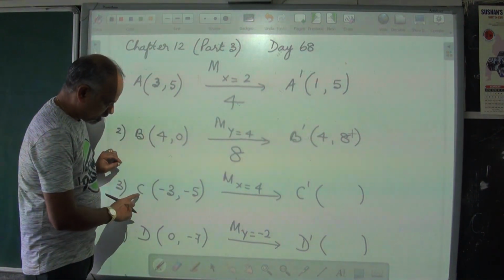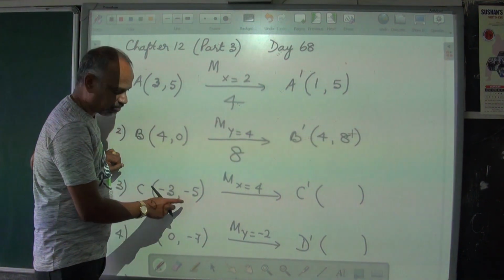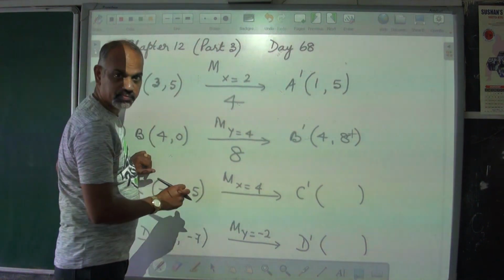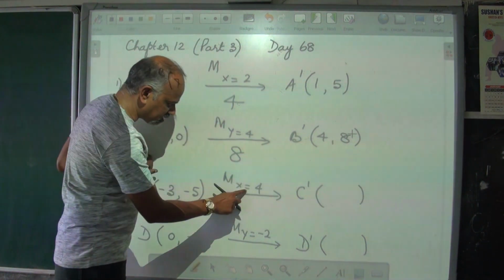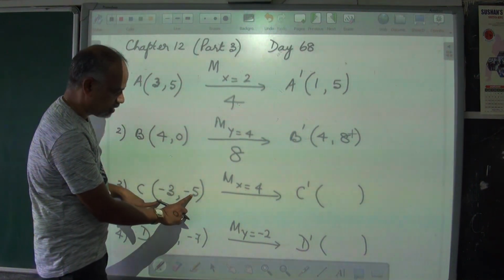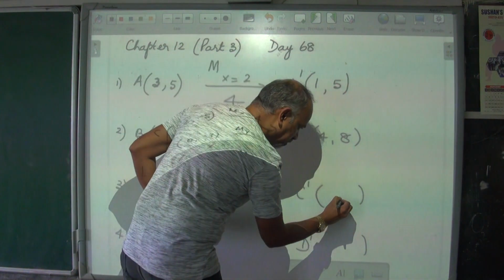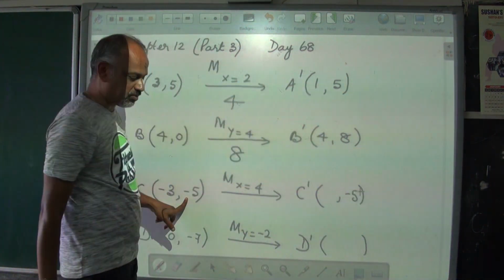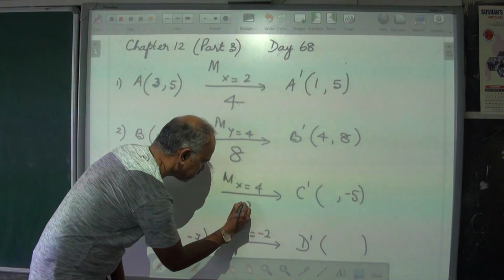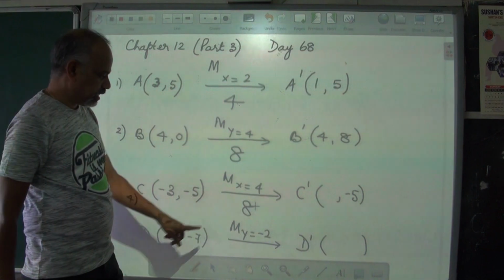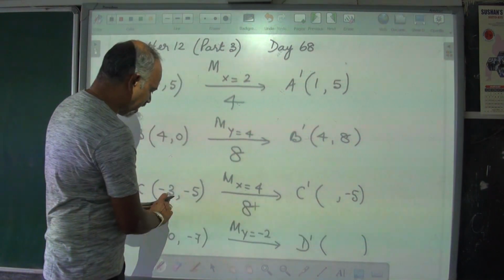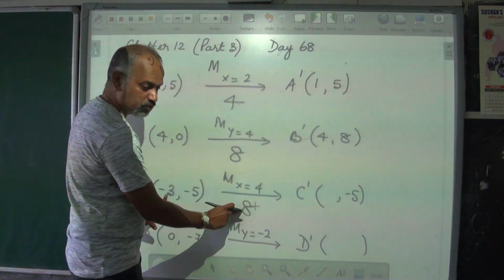Third example. C's coordinates are minus 3, minus 5. It is reflected in the line x is equal to 4. Because it is reflected in x is equal to 4, the x coordinate is going to change, not the y coordinate. So the y coordinate remains the same, that's minus 5. It's only the x coordinate which is going to change. Now, the value here is 4, double this, that will give you the 8. This is the sum of both the x values.